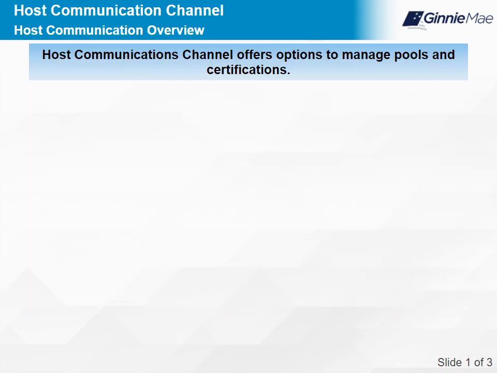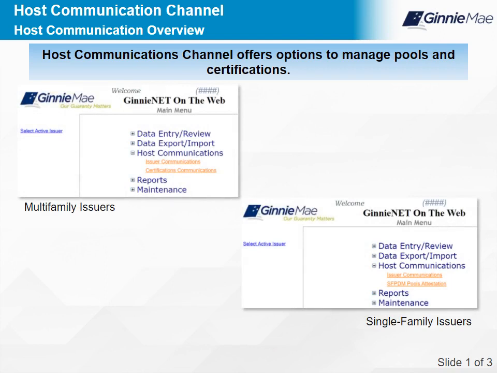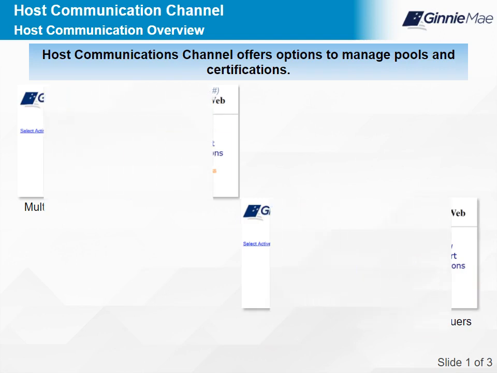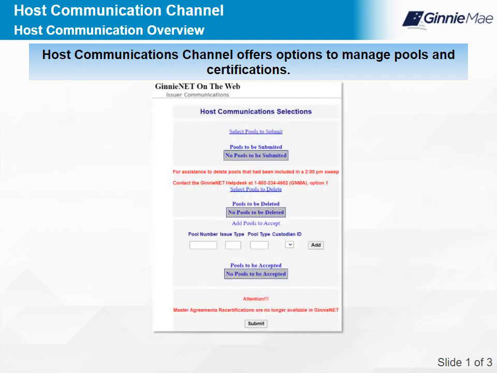The Host Communications channel offers single-family SF issuers, multifamily MF issuers, and document custodians options to manage pools and certifications. There are two options for the MF issuer and the SF issuer. The Issuer Communications option provides the same functionality to both types of issuers. From the Issuer Communications link, issuers have access to the following menu options. Select pools to submit, select pools to delete, and add pools to accept.